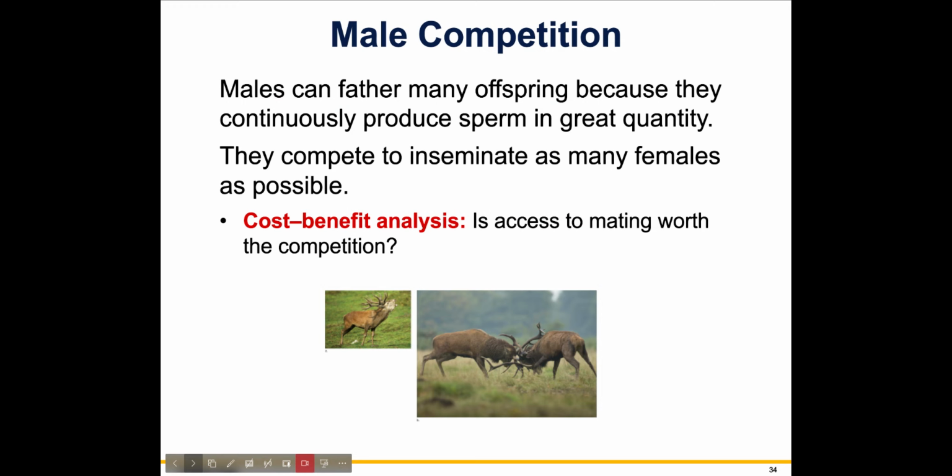And there is a cost benefit analysis that they have to go through. Is access to mating worth the competition? And for younger males of a species, they may have to sort of wait within the population or try to establish their own population. But there will be some sort of competition that occurs in order for the females to then make their choice.